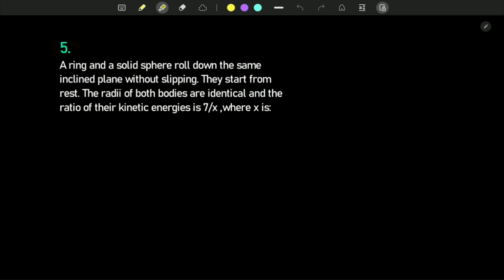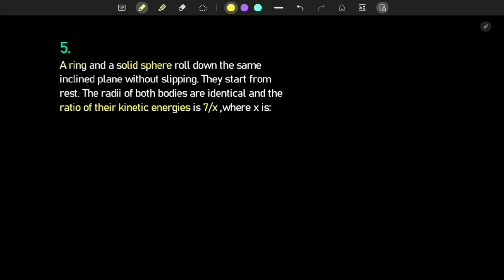So we have our next question. A ring and a solid sphere roll down the same inclined plane without slipping. They start from rest. The radii of both bodies are identical and the ratio of their kinetic energies is 7 by x. We need to find the value of x. Now they have tried to trick you in this question.